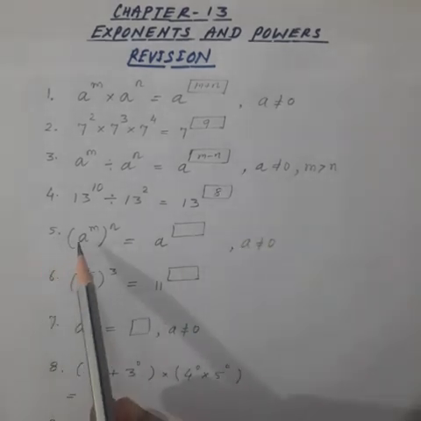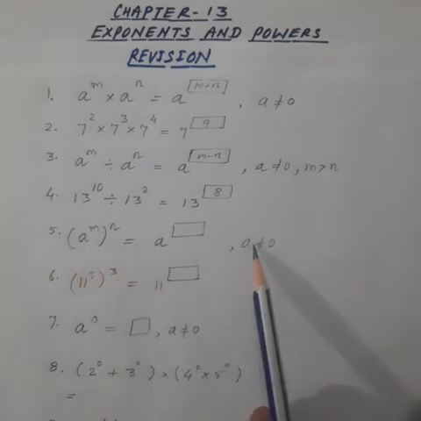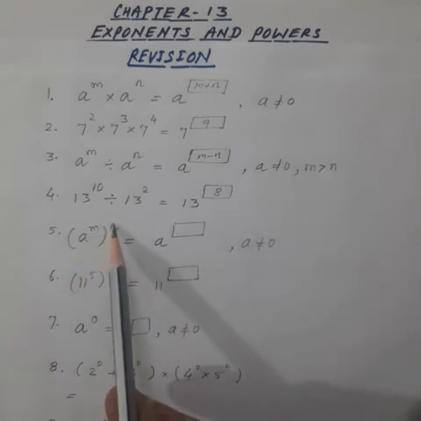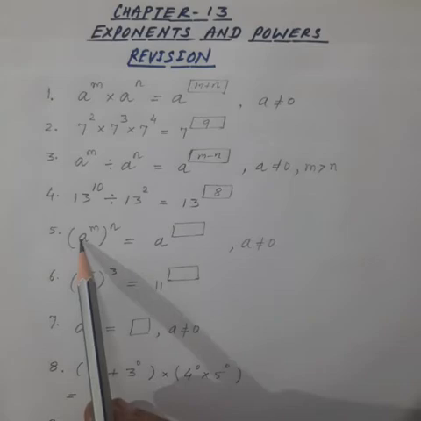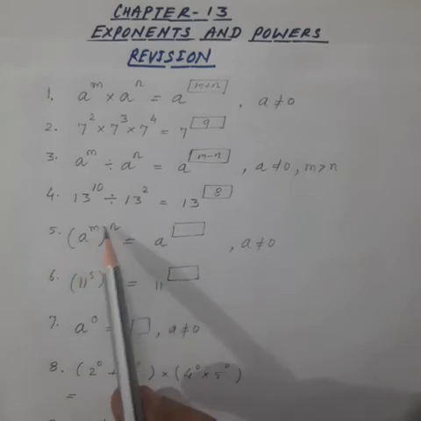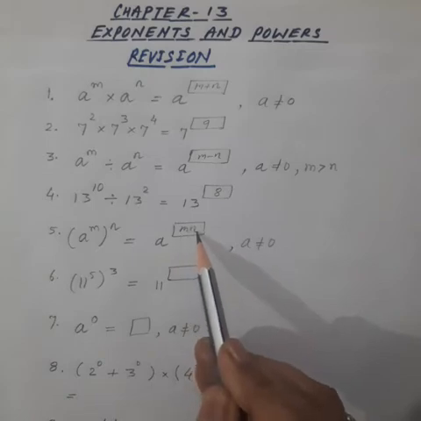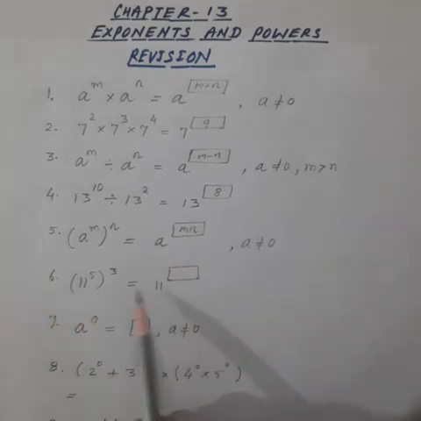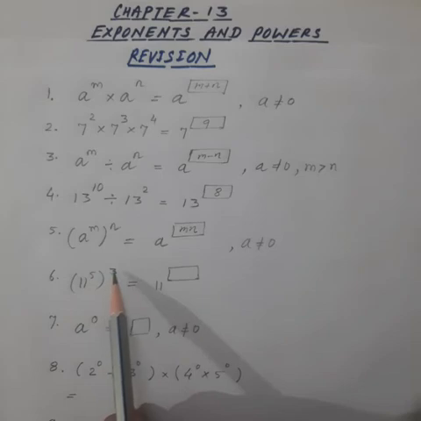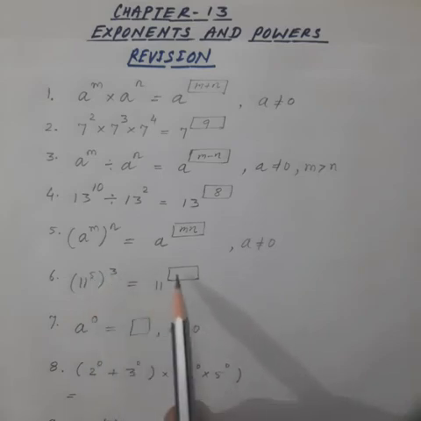Fifth, when the base is a, any non-zero integer, and we have to take power of power, keeping the same base, we have to multiply the powers. m into n means mn. Sixth, here the base is 11, and to take power of power, we have to multiply the powers. 5 3s are 15.